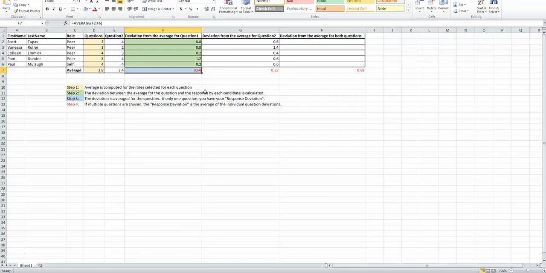If multiple questions are chosen, I repeat this operation for each question and then do a final average of all of my final standard deviation averages. So across multiple questions, there are additional calculations that are done. So that is the way it's calculated.